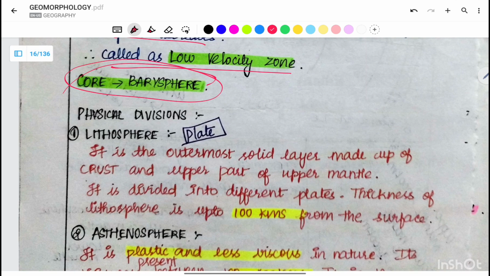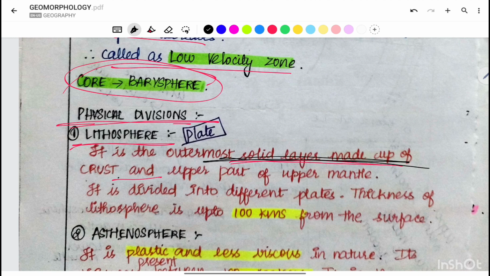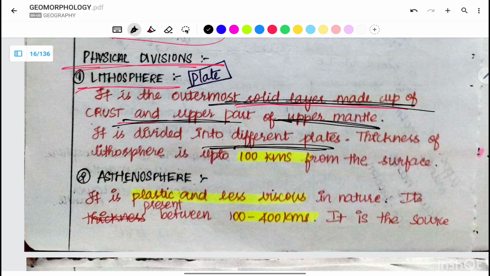The core is made up of barysphere. The physical divisions: the lithosphere is the outermost solid layer, which is made up of the crust and the upper part of the upper mantle. So the lithosphere is a solid layer made up of the crust and the upper part of the upper mantle. It is divided into 10 different plates.